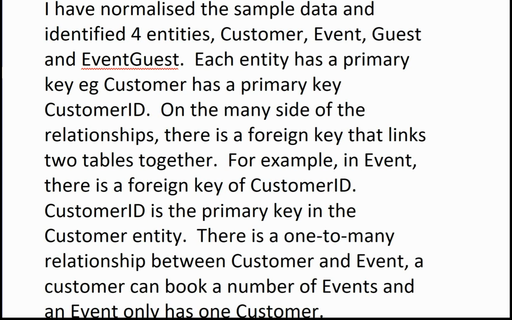Then I've got a paragraph about what we've ended up with once we've normalised the data. I've normalised the sample data and identified 4 entities: customer, event, guest and event guest. Each entity has a primary key. For example, customer has a primary key, customer ID. On the many side of the relationships, there's a foreign key that links 2 tables together. For example, in event, there's a foreign key of customer ID. Customer ID is the primary key in the customer entity. There is a one-to-many relationship between customer and event, and a customer can book a number of events and an event only has 1 customer.